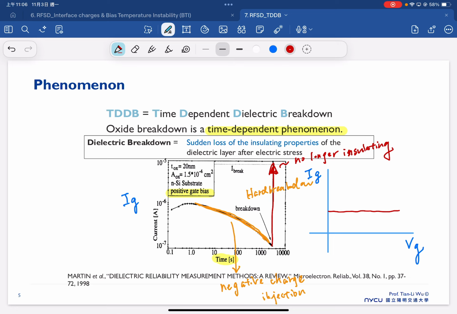So the dielectric breakdown means the sudden loss of the insulating property of the dielectric layer after the certain stress here. So that's a typical case when we talk about dielectric breakdown. In the typical IG-VG characterization, we see very flat, and then we see this might be a good dielectric, but with the time long enough, we always see this kind of time-dependent dielectric breakdown. That's why we call this TDDB here.